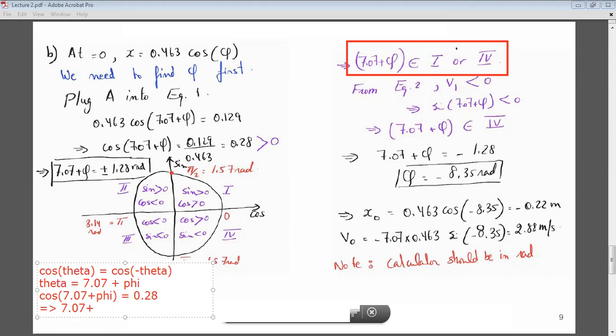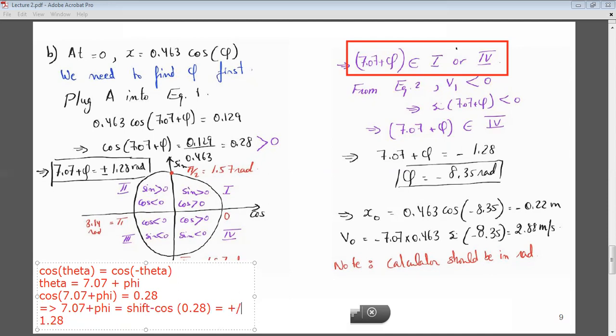7.07 plus phi, or theta in this case, it's equal to cosine inverse, which is shift cosine 0.28. The calculator will give me one value, which is 1.28. But I have to remember that it can also be minus of that value.